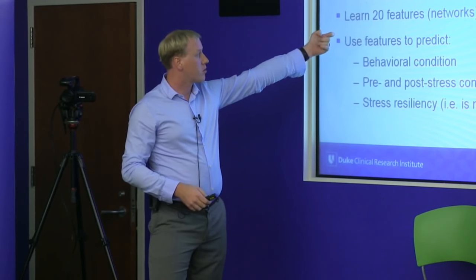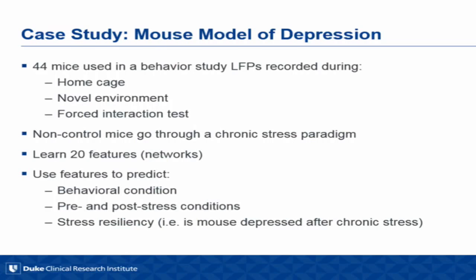And we're going to learn 20 features or these networks, and we're going to try to predict 3 things. One is behavioral condition. Can we tell which behavior they're in? We're going to try to predict whether they've gone through this chronic stress paradigm or not. And the third thing we're going to try to predict is something called stress resiliency.